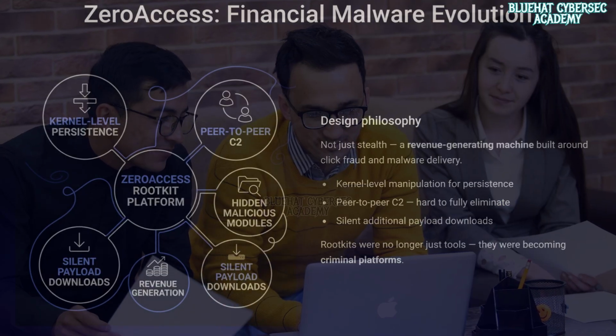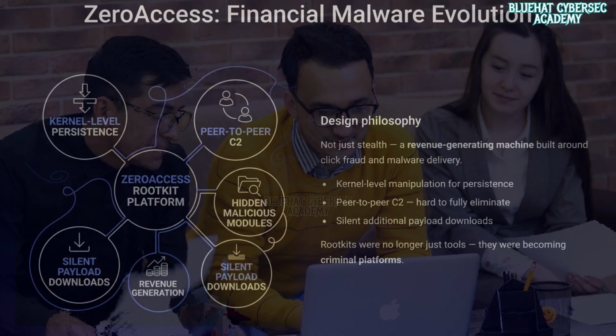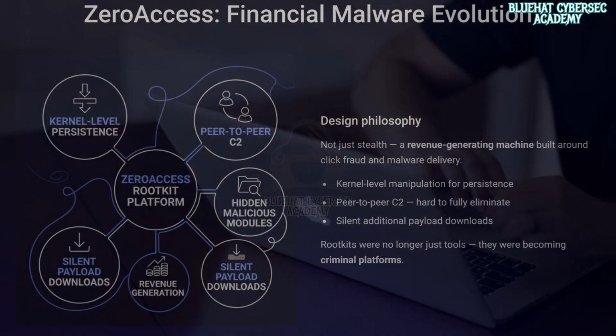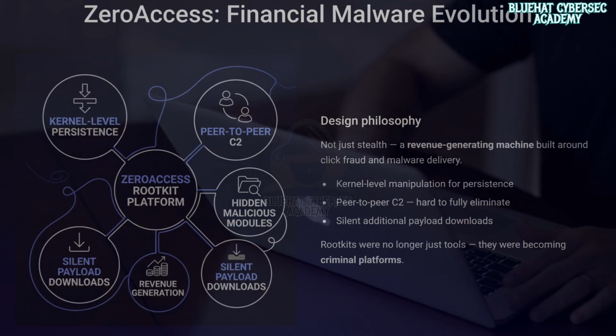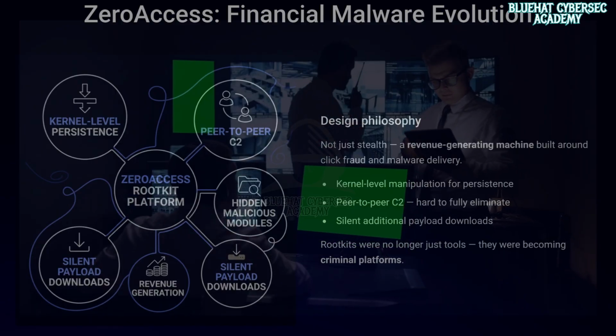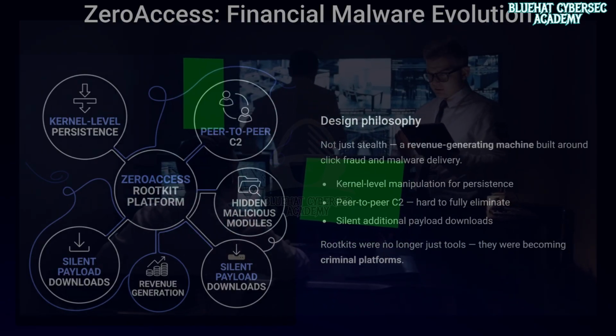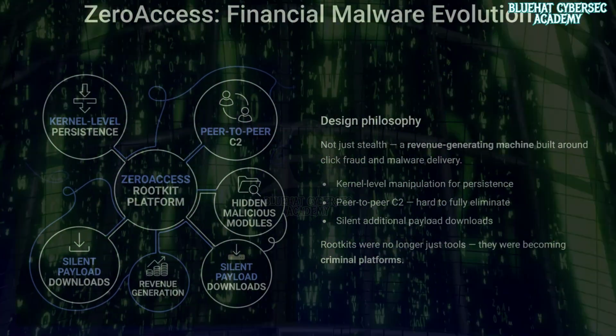Now let's shift into something more economically driven, but equally dangerous, the ZeroAccess rootkit. The ZeroAccess rootkit took a very different path compared to earlier examples. Instead of focusing purely on stealth or espionage, it was heavily built around monetization, especially click fraud and malware delivery. Now let's break down its capabilities in a structured way, so you can clearly see how it operated.